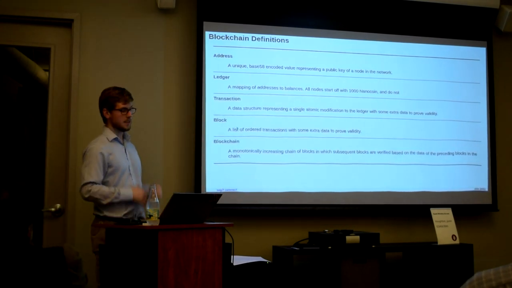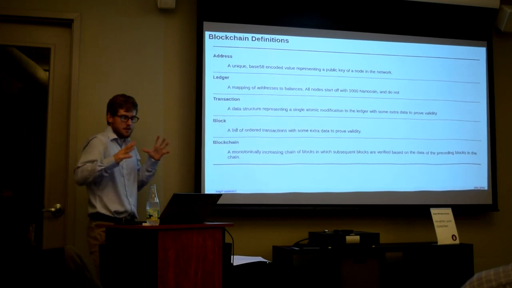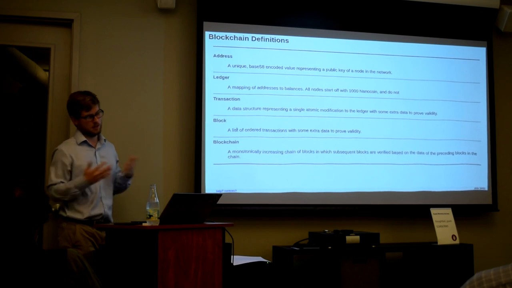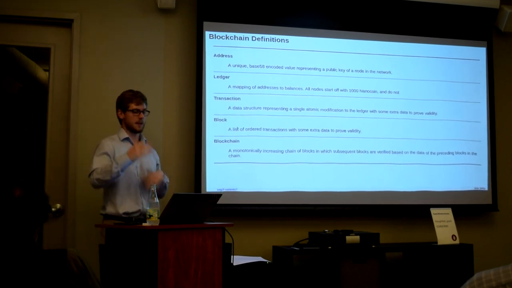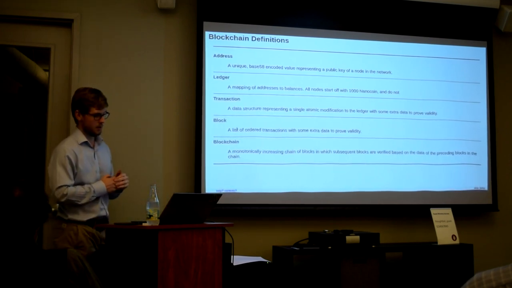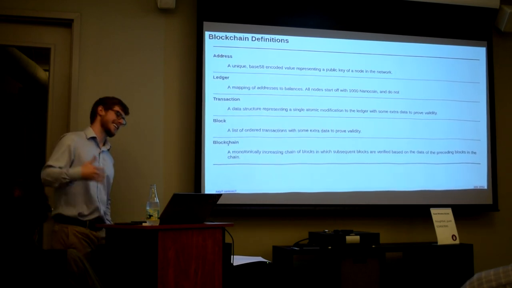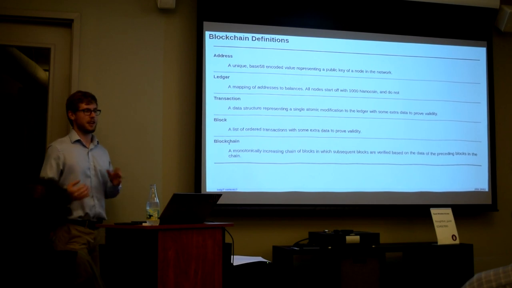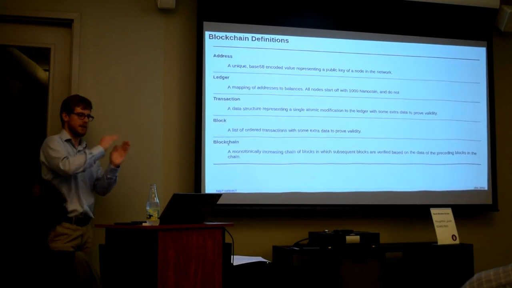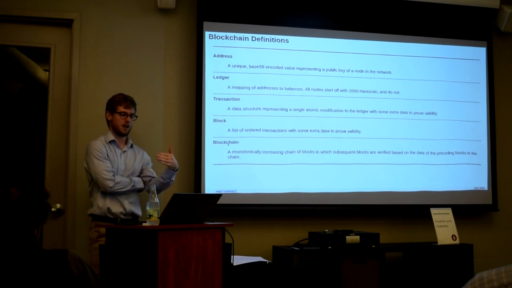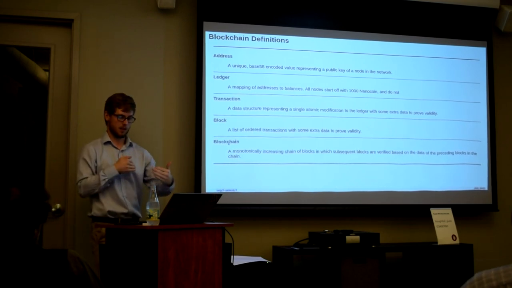A block is a list of these transactions that are collected in one unit. Again, with some extra data to validate whether the block is signed, and you can verify it by all nodes in the network. And then finally, a blockchain, said in a different way, is a monotonically increasing chain, which means it never rolls back. It always just increases in length, in which subsequent blocks are verified based on the data of the preceding blocks in the chain.